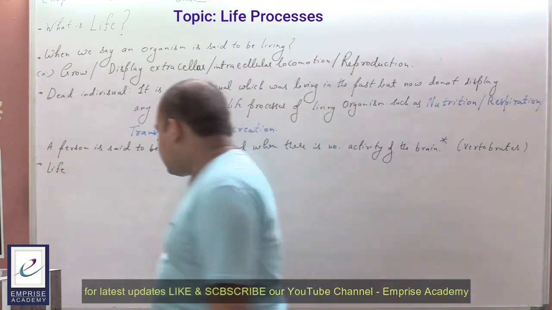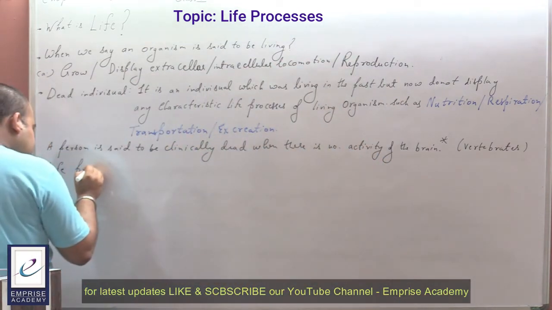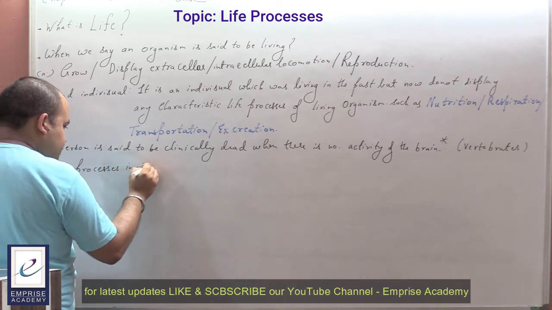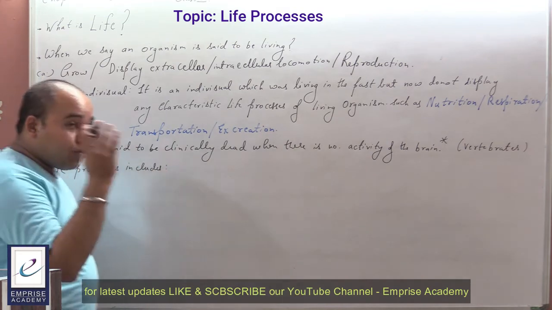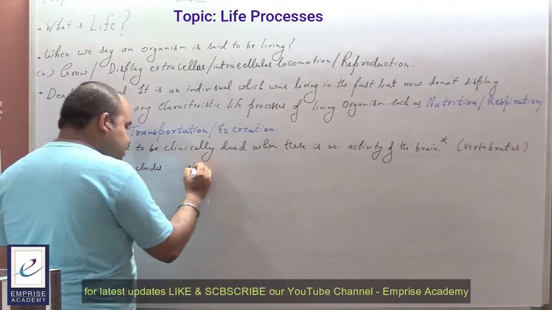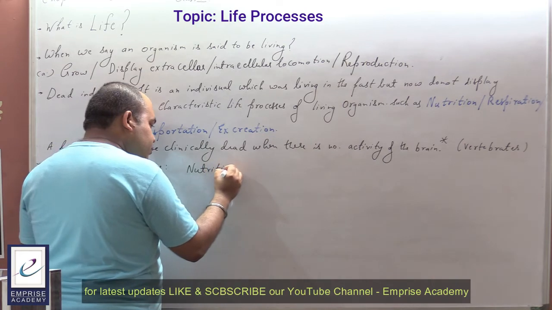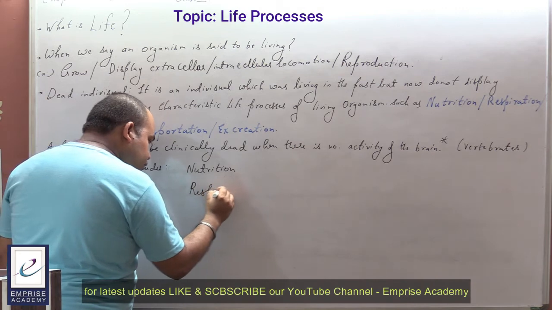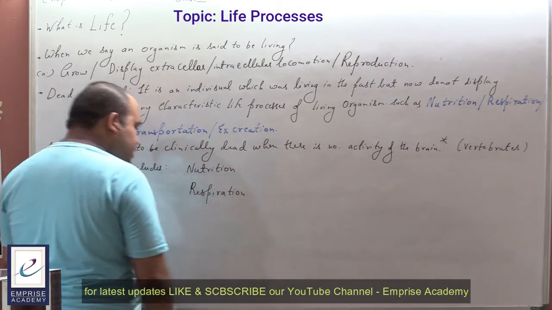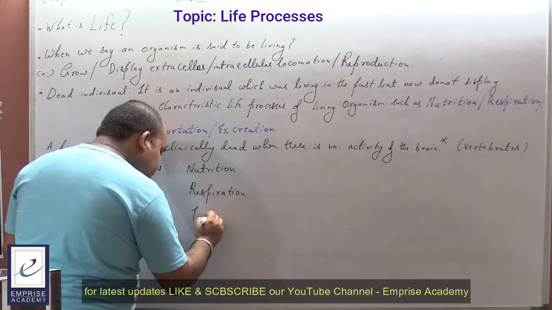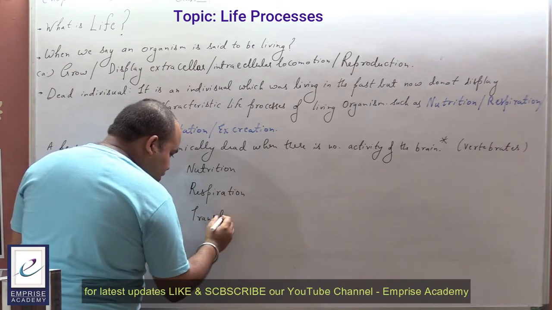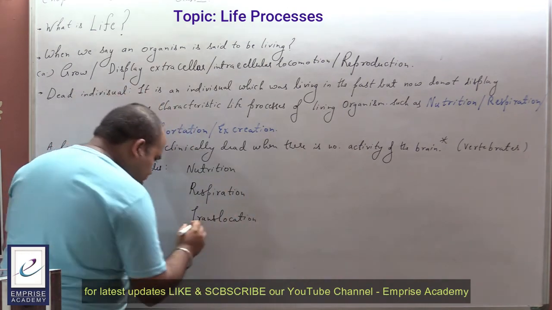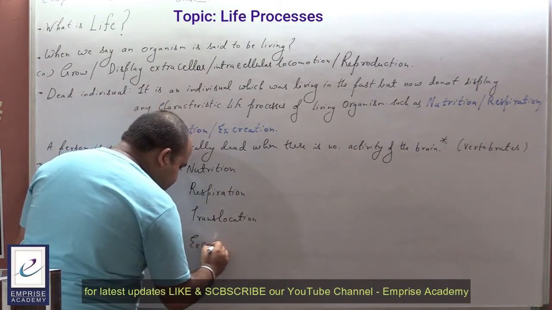Life processes include the following 4 fundamental life processes. First is referred to as nutrition. The second is referred to as respiration. The third one is referred to as translocation. Translocation or transportation, they are the same thing. And the fourth one is referred to as excretion.